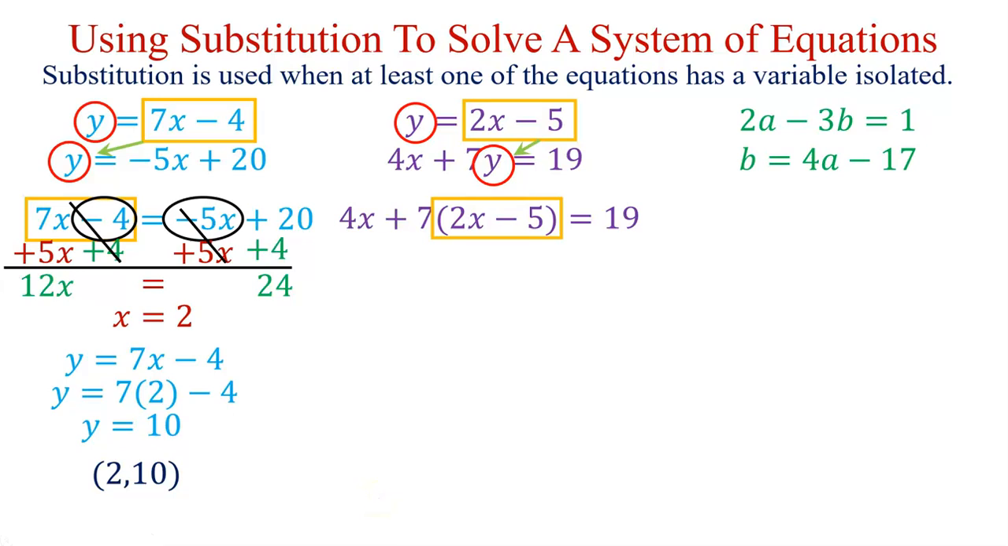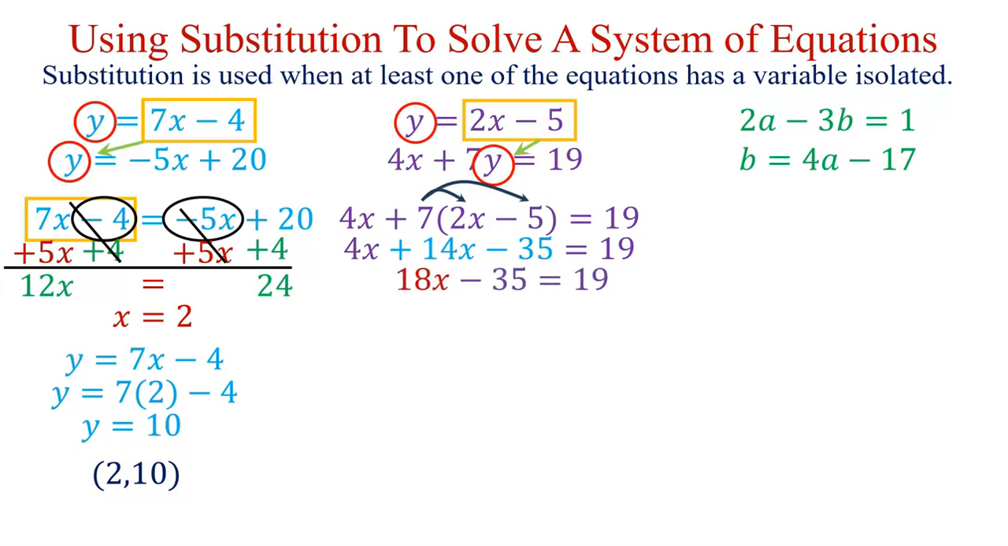So we'll begin to solve by the traditional methods. I'll first distribute the 7 to the 2x and the 7 to the negative 5. Simplifying that gives me 14x minus 35 after I distribute. Combine my like terms: 18x minus 35 equals 19. Solve by adding 35 on both sides. The 35's cancel. 18x on the left, 54 on the right. Divide both sides by 18. x equals 3.